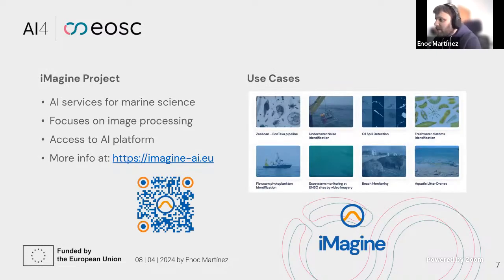This work is part of the iMagine project, which wants to deliver artificial intelligence services for marine sciences, specifically for image processing. And it is using the EOSC platform, customized for this project. So this is partially a response to the previous question. This platform is already being used beyond the project, and other initiatives are also reusing the same infrastructure. So we hope that this will be sustainable in the long run. Here you can see on the right the different use cases, and we are the fifth one, the ecosystem monitoring. If you want more information about the project, you can scan the QR code.